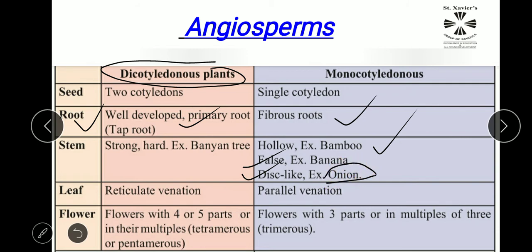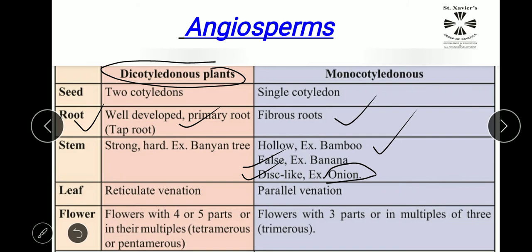When you see an onion, a green vegetable, the onion has green leaves. When you remove the stem, you will find again it has layers and it is disc-like, students. It is disc-like. So this is about the stem. Now we'll talk about leaves.